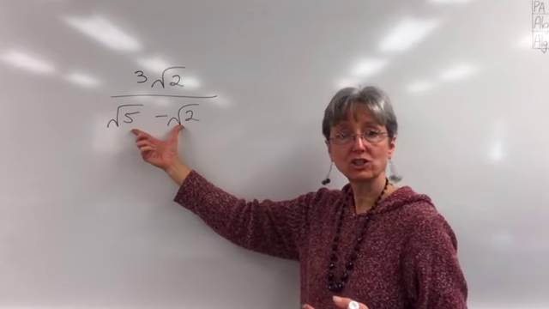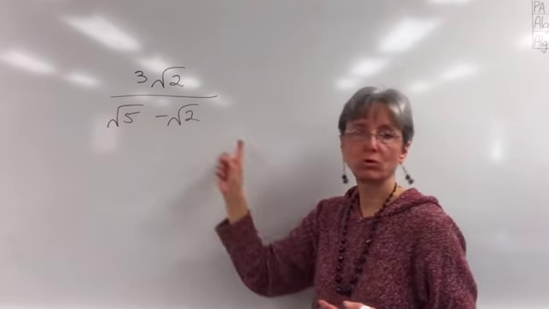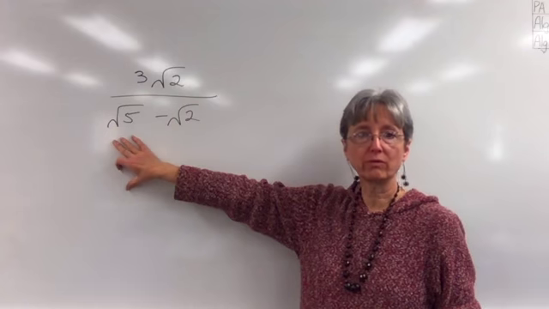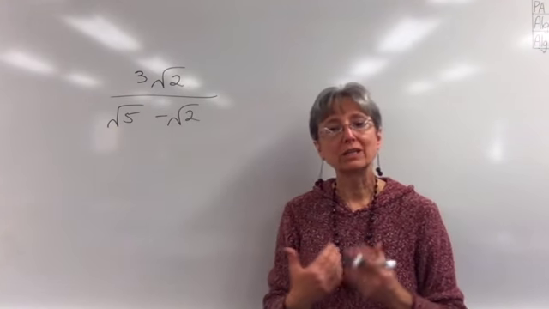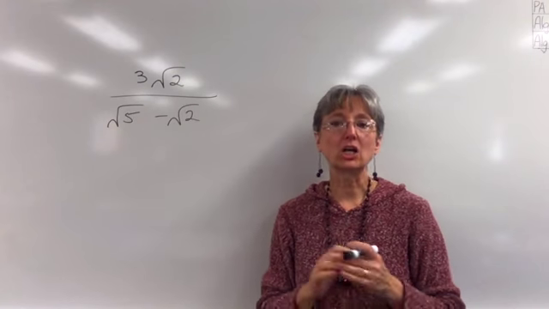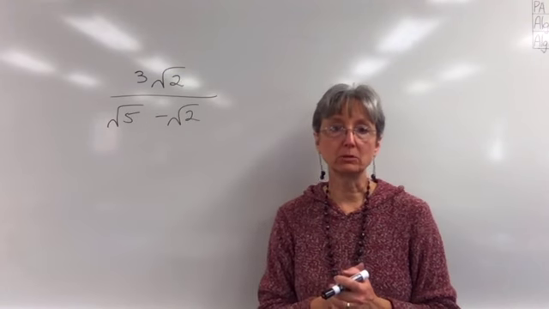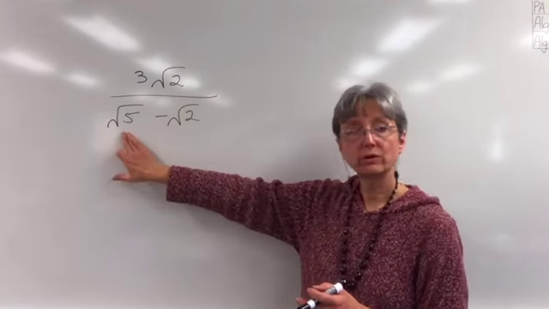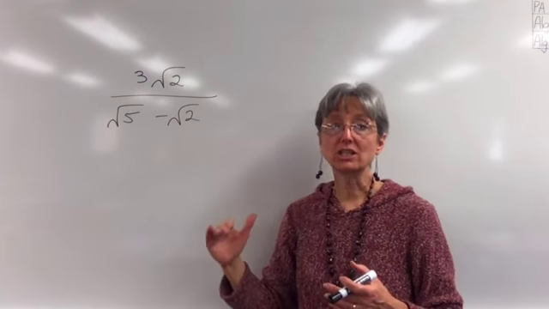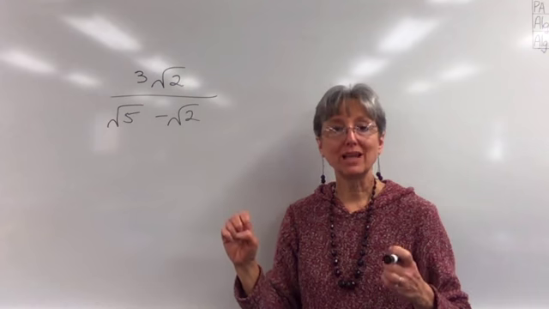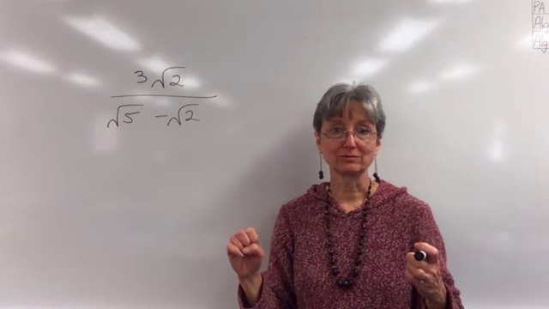So how do we rationalize now? Because now we have two square roots. We can't just multiply by the square root of 5 or by the square root of 2. That won't work. So what we need to multiply by is the conjugate of this binomial. Since this is the square root of 5 minus the square root of 2, its conjugate is the square root of 5 plus the square root of 2.